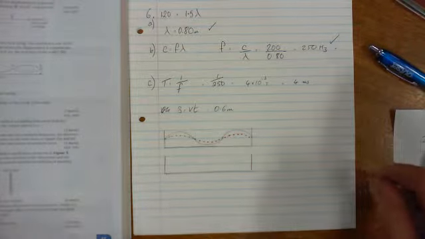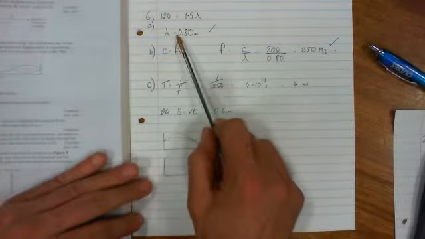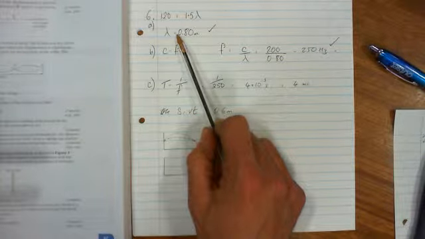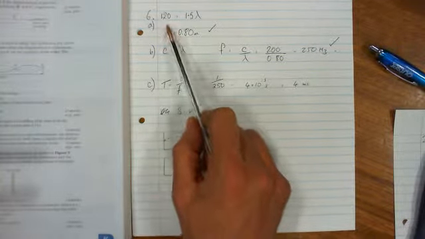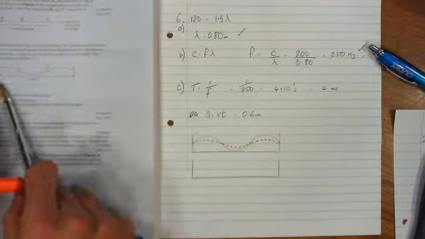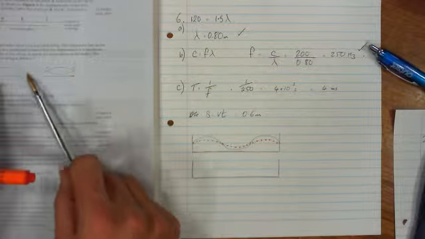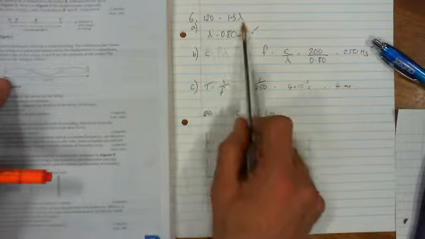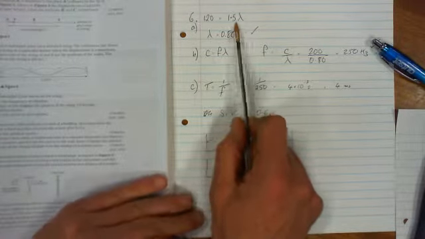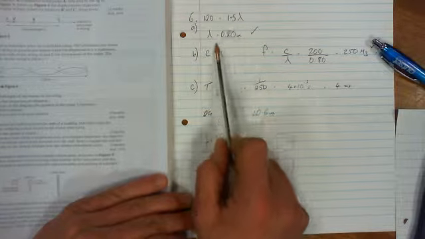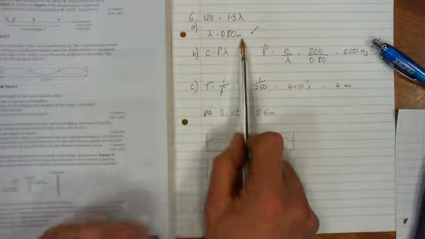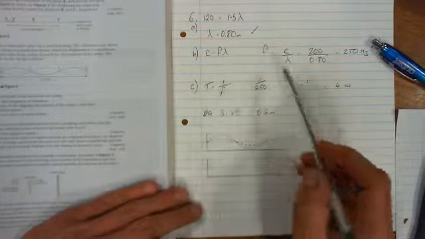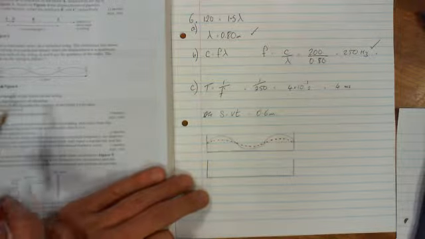Okay, question 6. Now, the first bit is fairly straightforward. Calculate the wavelength of the waves on the string. We know that 1.2 meters is 1.5 wavelengths. So that's a whole one there and a half. So 1.2 is 1.5 lambda. Divide 1.2 by 1.5 and you get 0.8 meters. That's 1 mark.